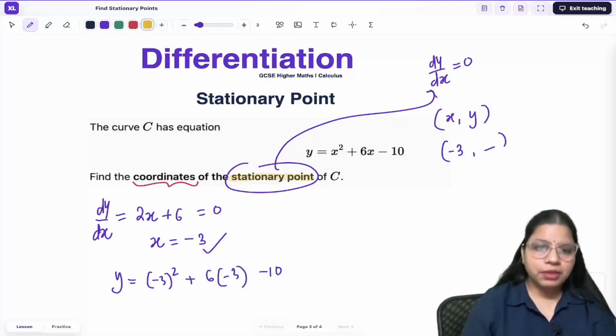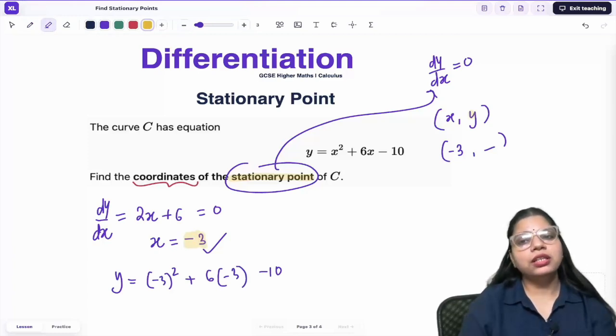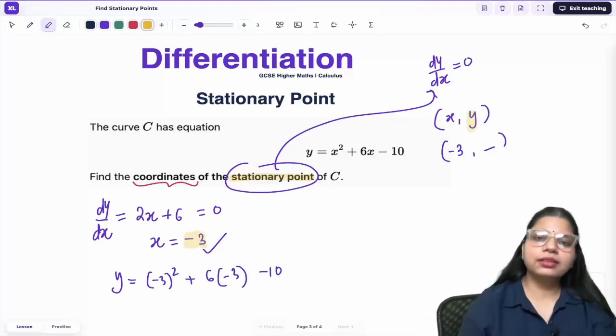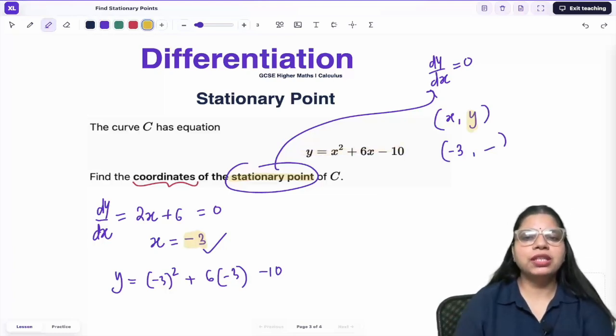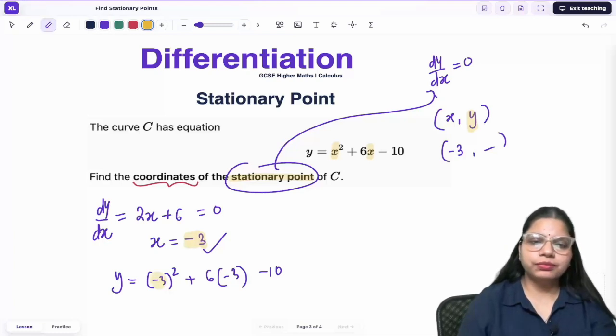What we did, because we have to find out the y coordinate. So where is y given? It is the actual equation, no? So what we are going to be doing is substituting the x value in the equation. So that's what we are doing over here.